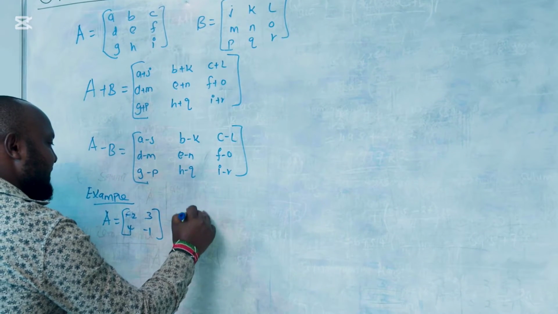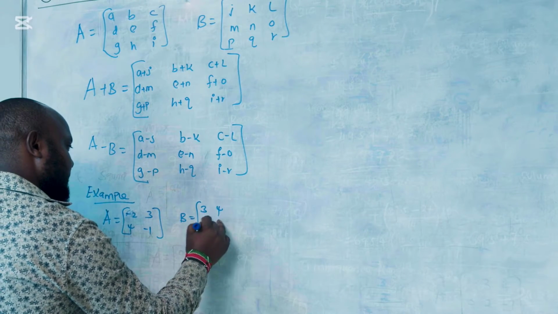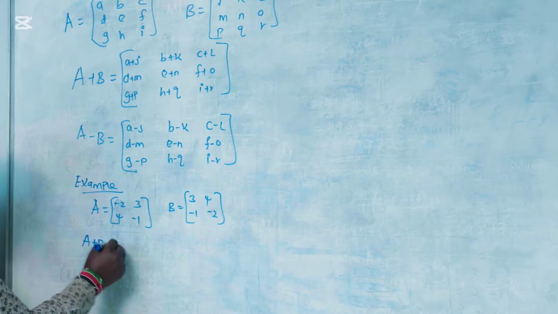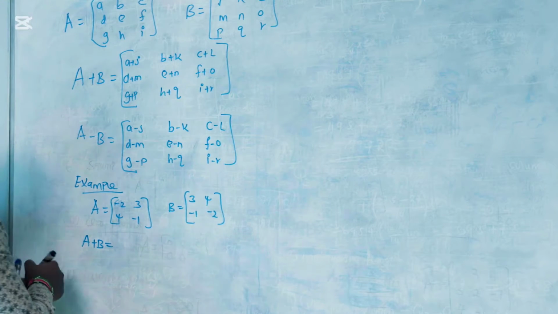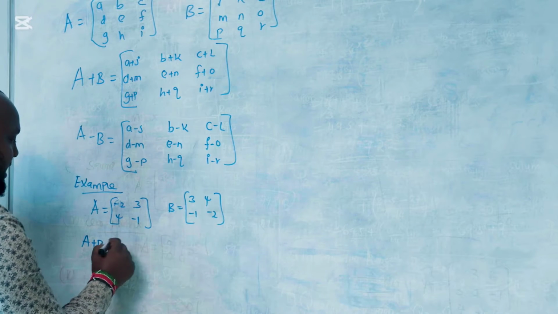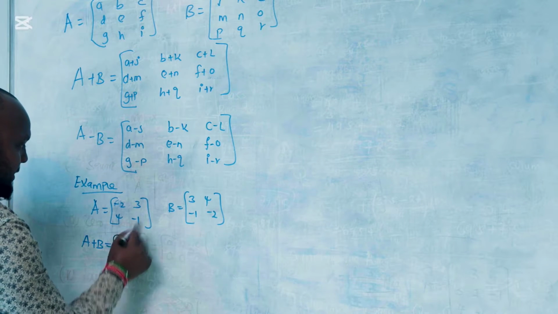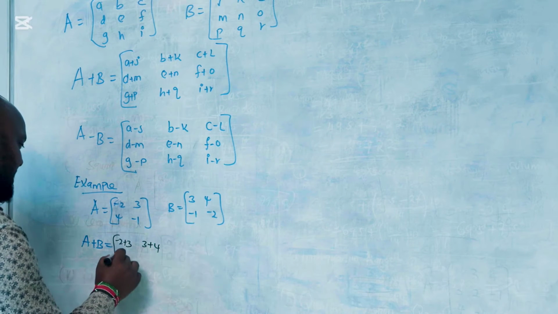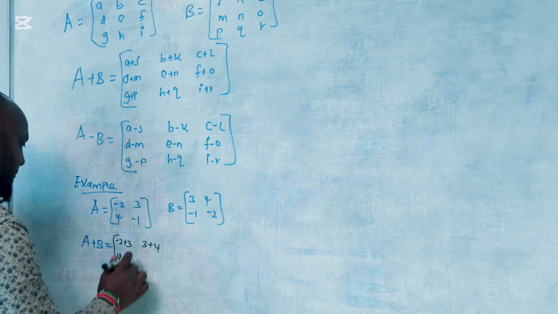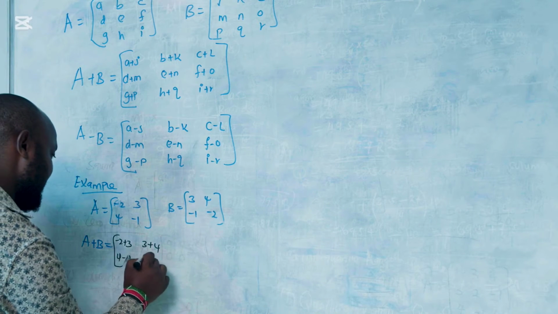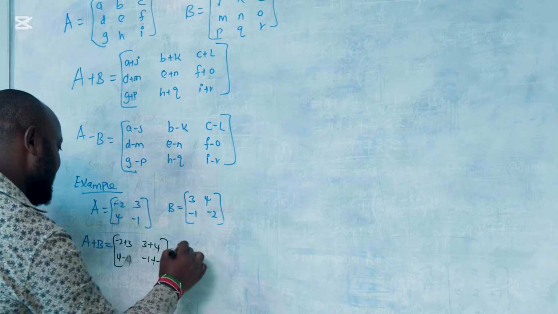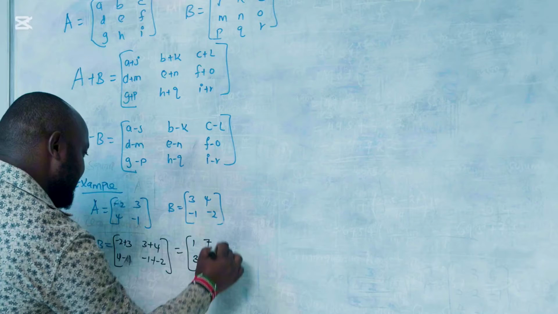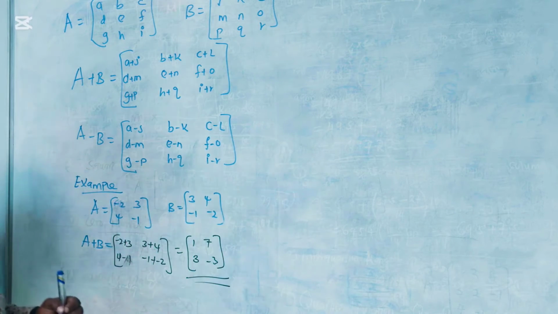So you have these two matrices. If you want to add the two matrices A plus B, as I have told you, you take the first element: negative 3 plus negative 2 plus 3. Then the second one is 3 plus 4. Then 4 plus minus 1. And minus 1 plus minus 2. So in this case, you realize that you have 1, 7, 3, negative 3. That's how we add two matrices.